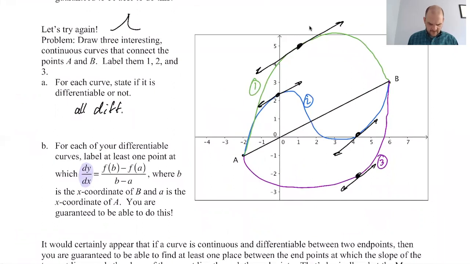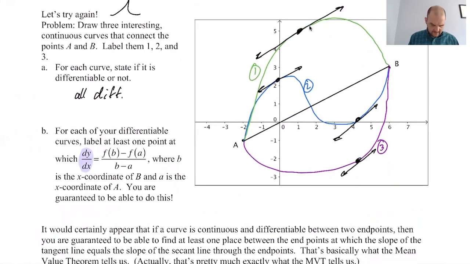And then should I label that? Let's do this. Slope of tangent. And then let's do a different color. And this is the slope of the secant line. So put a little key in here. Slope of secant.